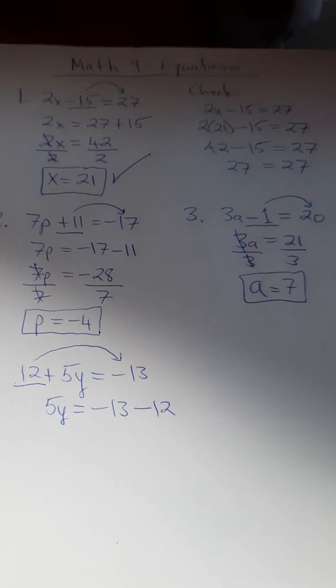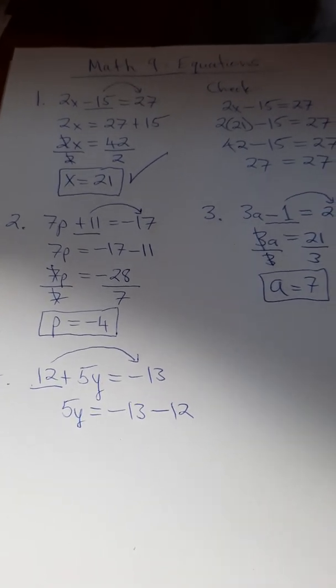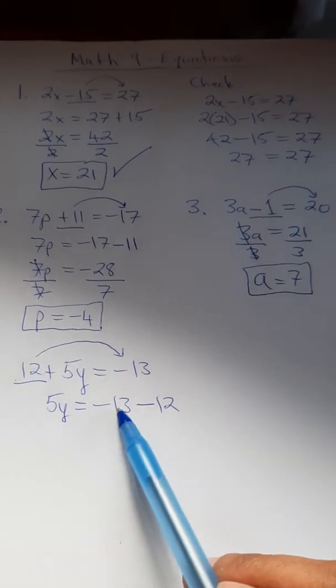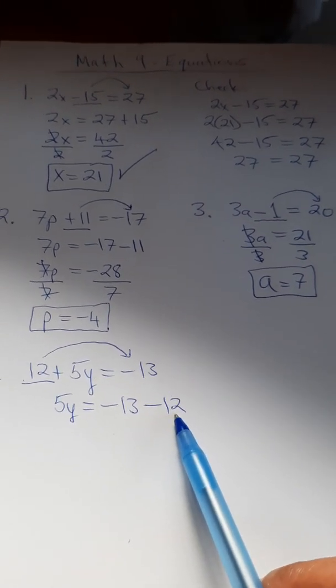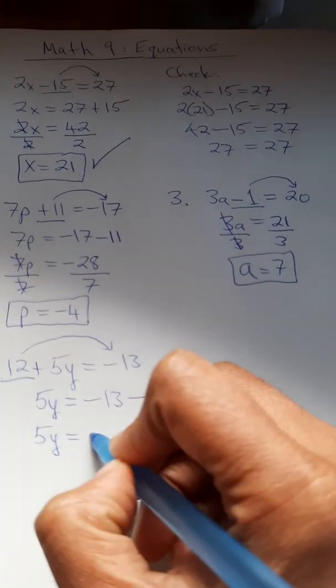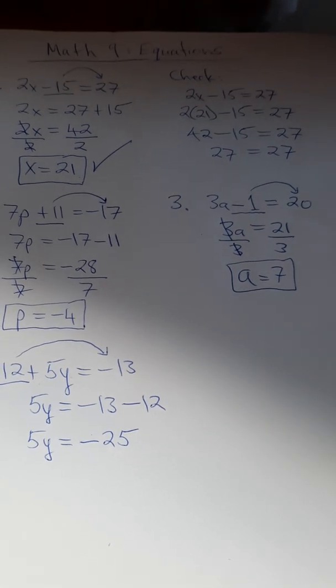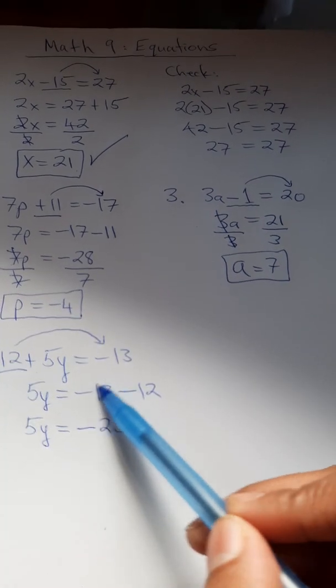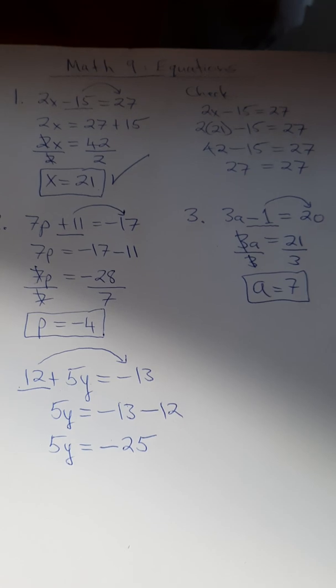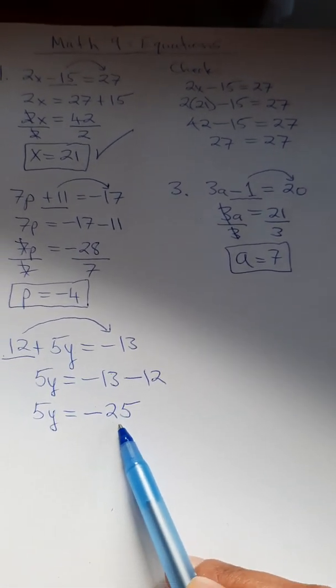Okay, every time you go across the equal sign, make sure you are changing the signs. And one more time, I have negative 13 and negative 12. We are going to add that together. So 5y equals negative 25. And how I know it's negative is because the 13 is bigger than the 12, and the sign for 13 is negative. So your final answer here should also be negative.